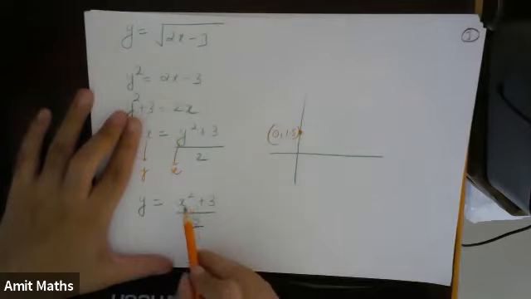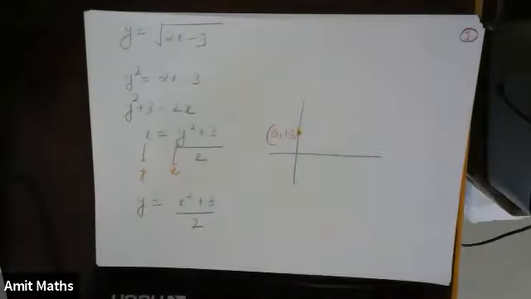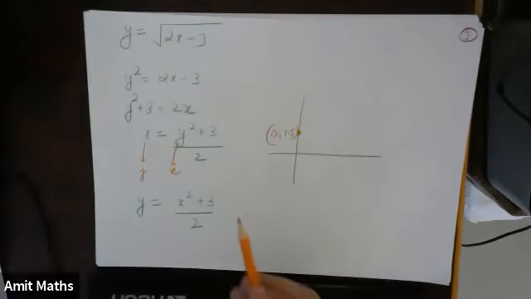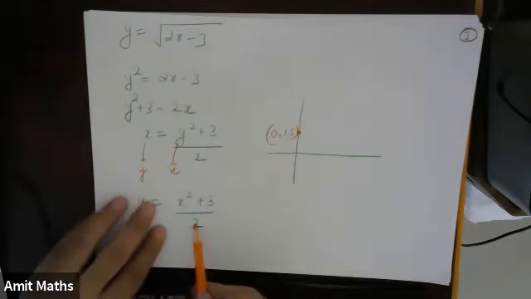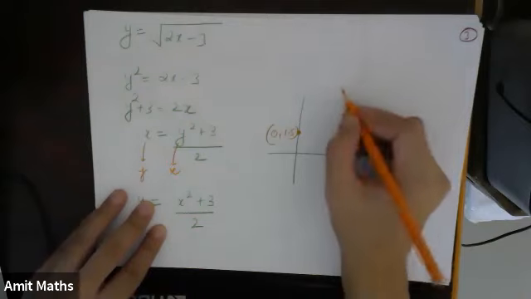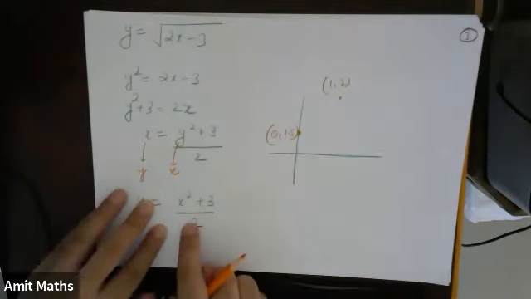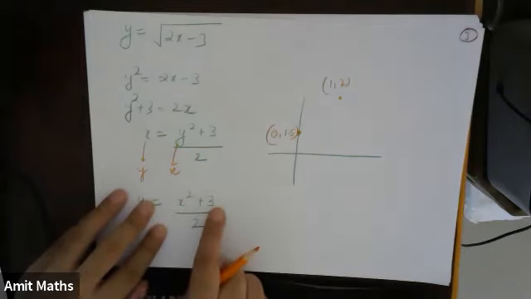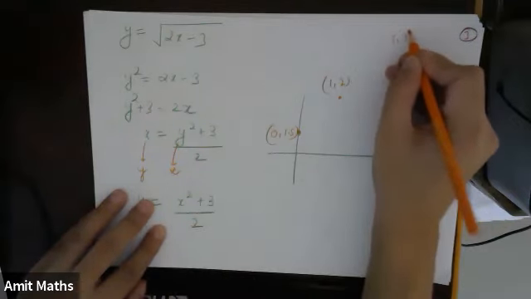Now see, let's see what we will get when x is equals to 1. When x is 1, 1 square plus 3, 4 by 2, so this will be 1, 2. And when x is 3, 3 square, 9 plus 3, 12 by 2, 6. So this will be 3, 6.